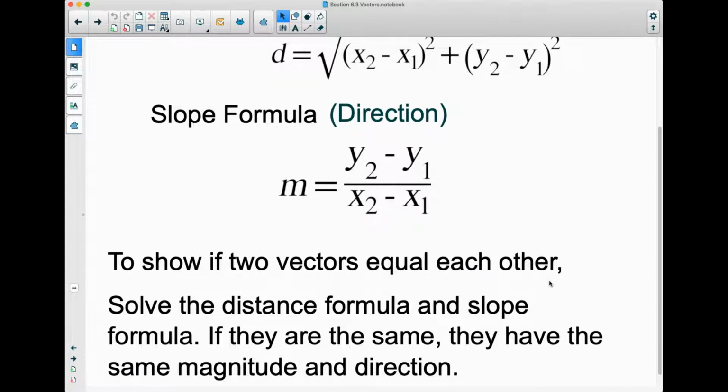But to show that if two vectors are equal to each other, we will solve the distance formula and the slope formula. If they're the same, they have the same magnitude and direction, which makes sense.